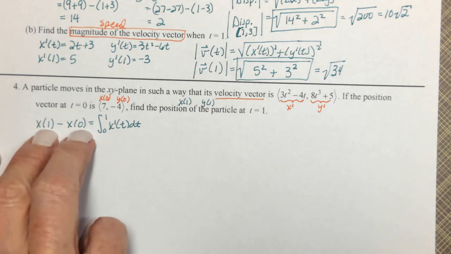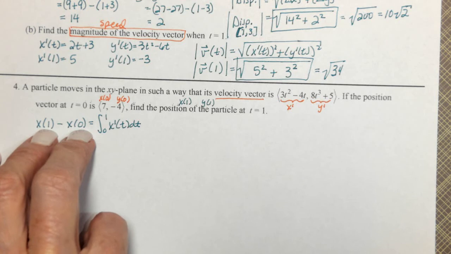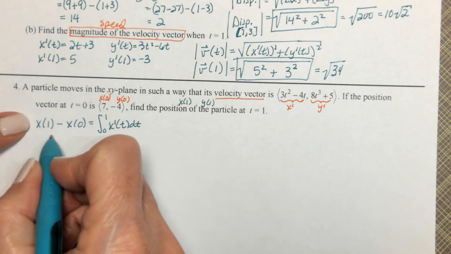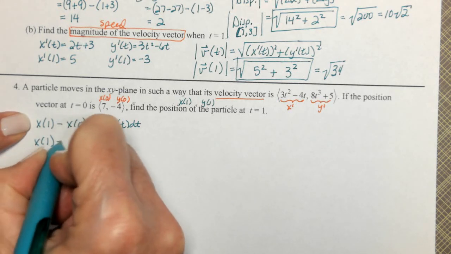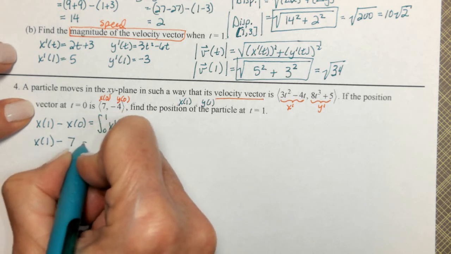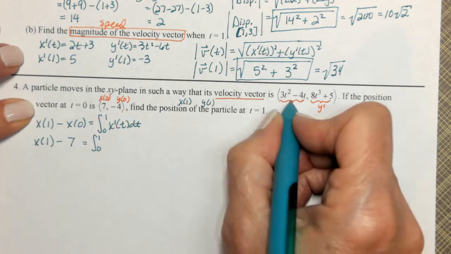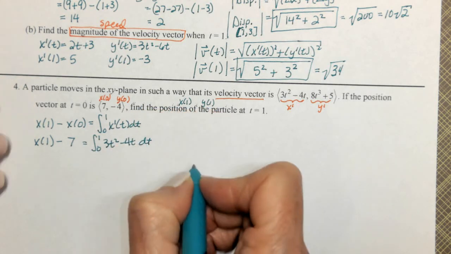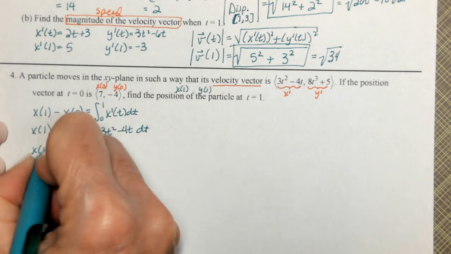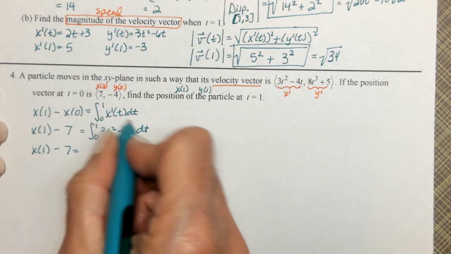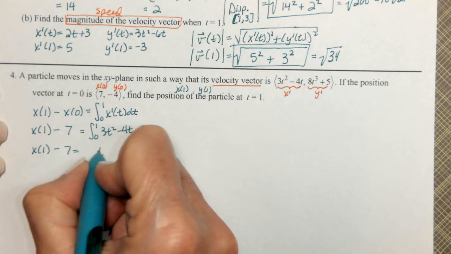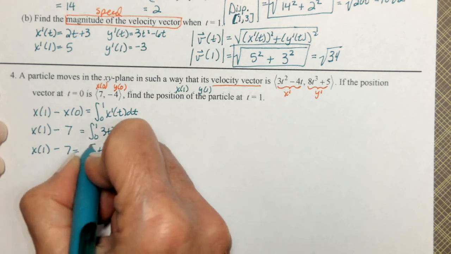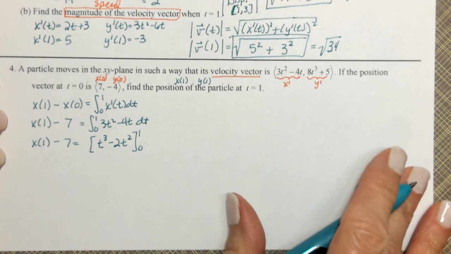Remember that 1 and 0 are t values. This is x of t minus x of t, right? They're time values. So x of 1 is what we're trying to find. We know that x of 0 is 7. And we know that x prime is 3t squared minus 4t. So x of 1 minus 0 is equal to, let's find the antiderivative here, little power rule. Raise your power by 1, divide by your new power. Raise your power by 1, divide by your new power. Evaluate that from 0 to 1.